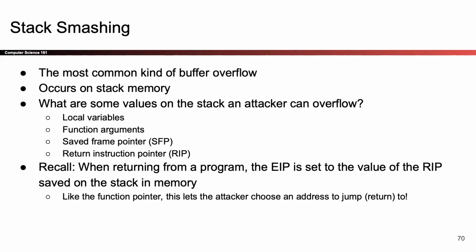Yeah, RIP is a really juicy thing to overwrite, because you can put some other address there, pointing to some other code that might be any malicious thing the attacker wants. So the RIP is going to be a really juicy thing to overwrite. The stack smashing exploit typically involves overwriting an RIP.